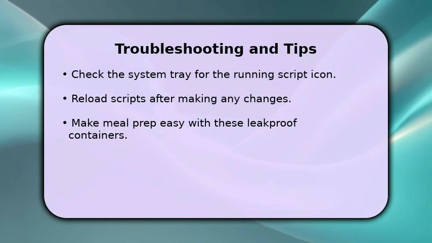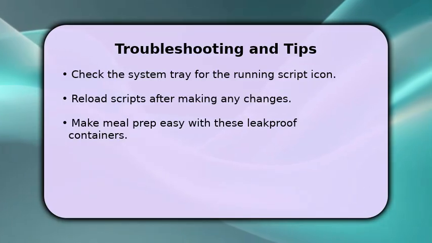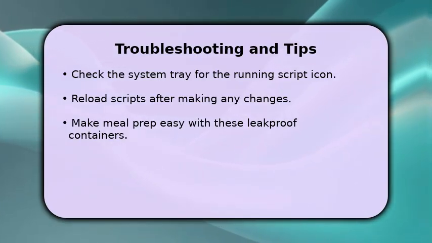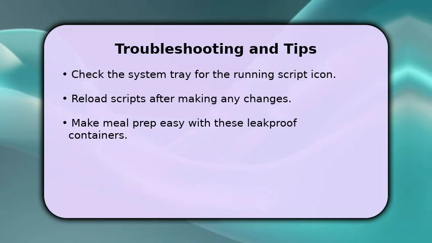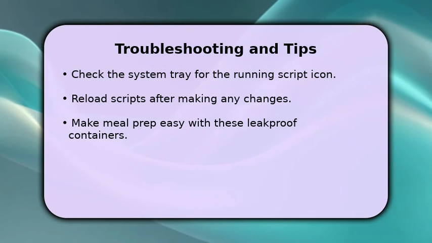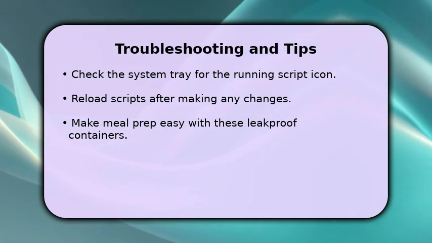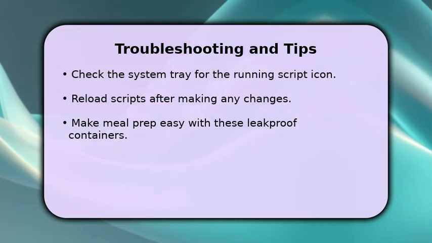If your script isn't working, first check your system tray for the green H icon to confirm it's running. If you make changes to your script, remember to save the file and then right-click the tray icon and select Reload Script for the changes to take effect. Sometimes, antivirus software can interfere, so ensure AutoHotkey is whitelisted.